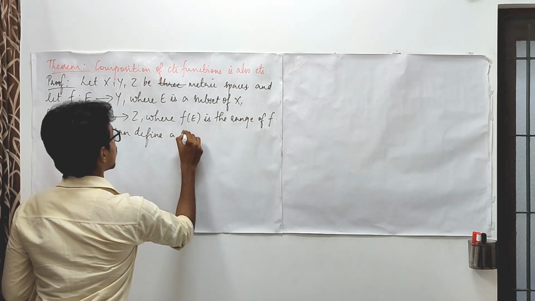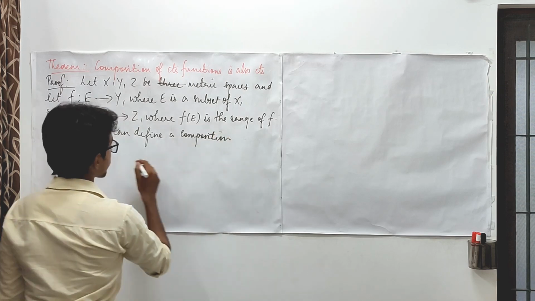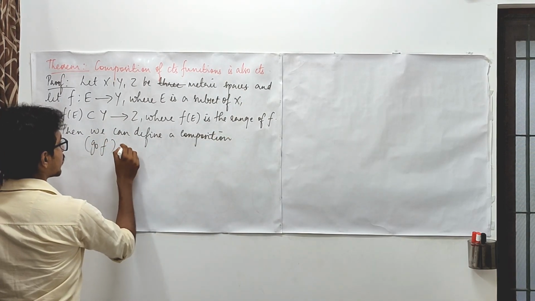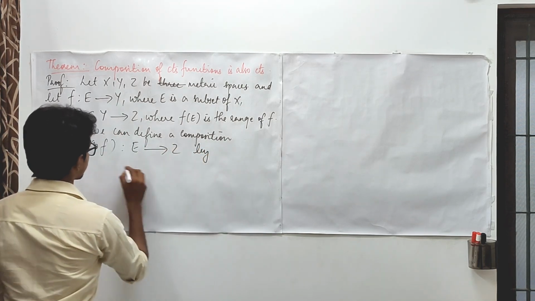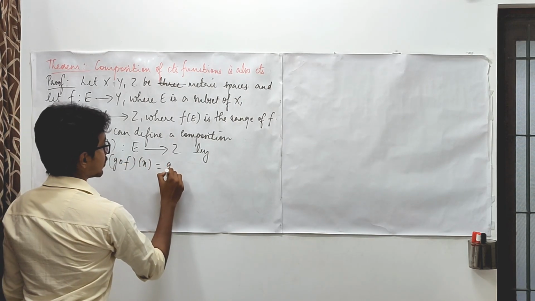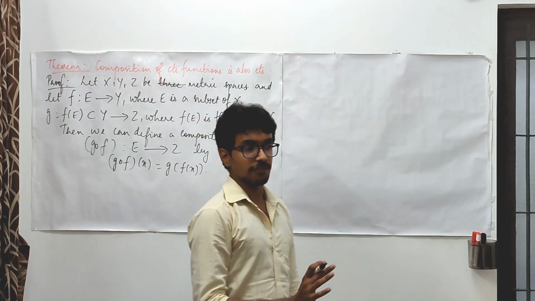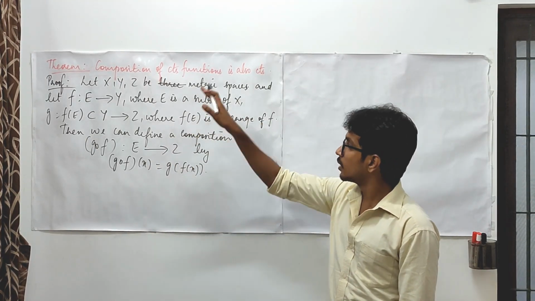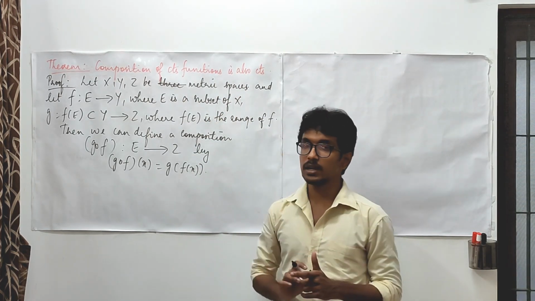Then we can define a composition g composite f from E to Z by (g∘f)(x) = g(f(x)). So we have a function which is defined from E to Y and another function from Y to Z, and we have defined the composition as well.